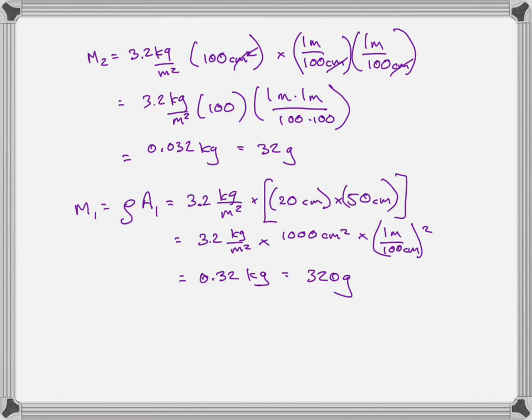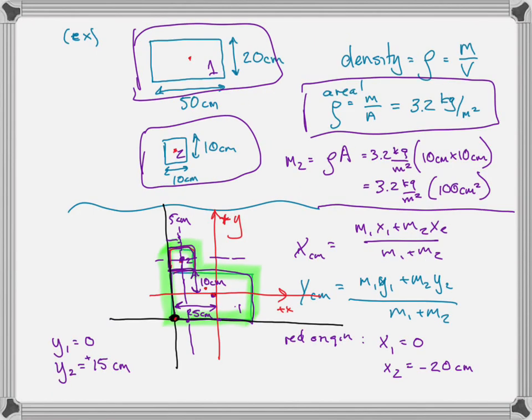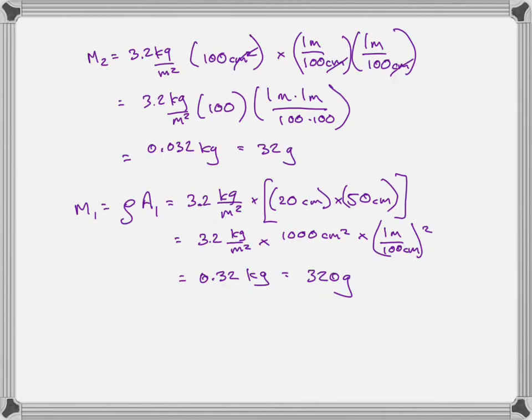You might have recognized, if you were paying attention, that the area of 1 is 1,000 square centimeters, and the area of 2 is 100 square centimeters. So 1 is 10 times the other in size, so it's going to be 10 times the other in mass, since we're talking about areal density. Okay, so that makes sense, 32 grams or 320 grams.